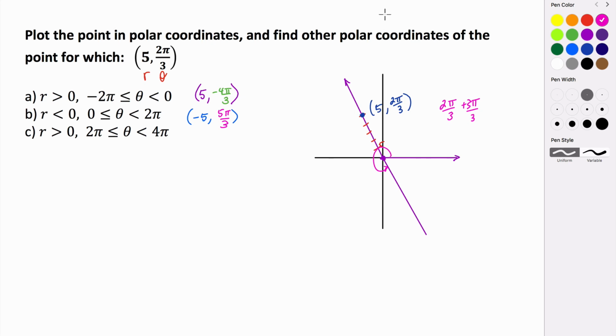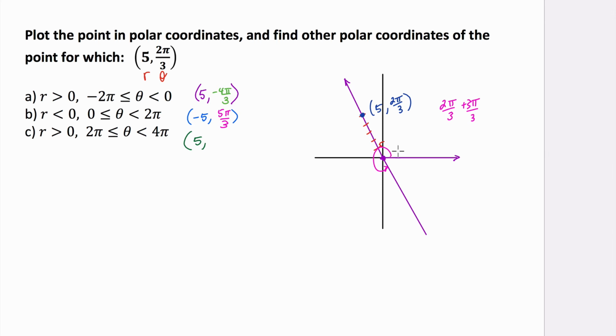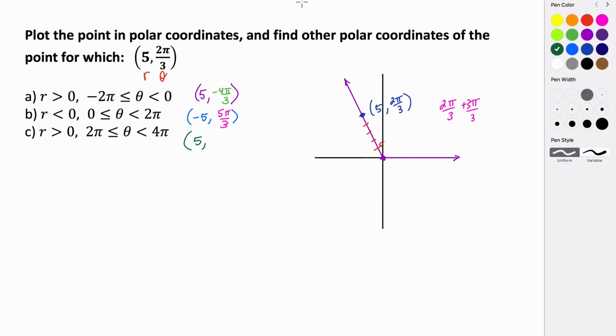For this last one, it says r is positive. So again, it's going to be positive 5. But this time, we want our angle measure to be between 2π and 4π. So in order to do that, we basically need to add a full rotation to this angle measure here, because 2π to 4π is the second rotation around the unit circle. So we already have our angle measure 2π/3, but we want to add one more full rotation and end up on this side.